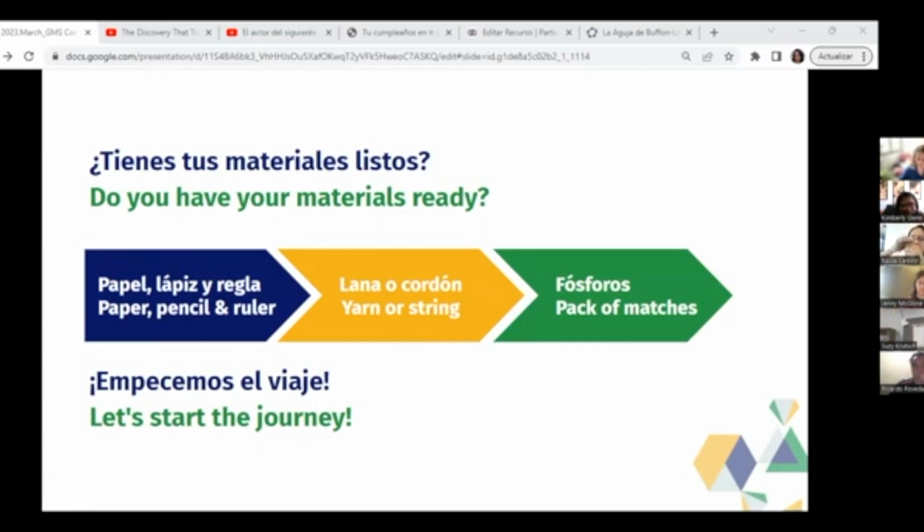We don't want it to be too stretchy or flexible because then that might cause some difficulty with measurement, but please go ahead and find some type of yarn, maybe a shoestring would work. We might not get to use the matches, but go ahead and have them handy so you can experiment later.